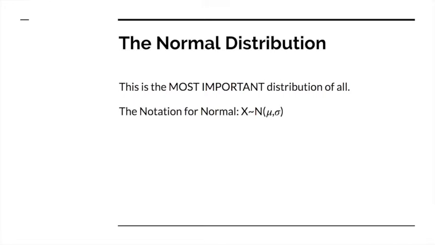The notation for the normal distribution is here. X is distributed as N, the normal distribution, with mu and sigma as the two parameters. Mu, remember, is the mean, the population mean, and sigma is the population standard deviation.